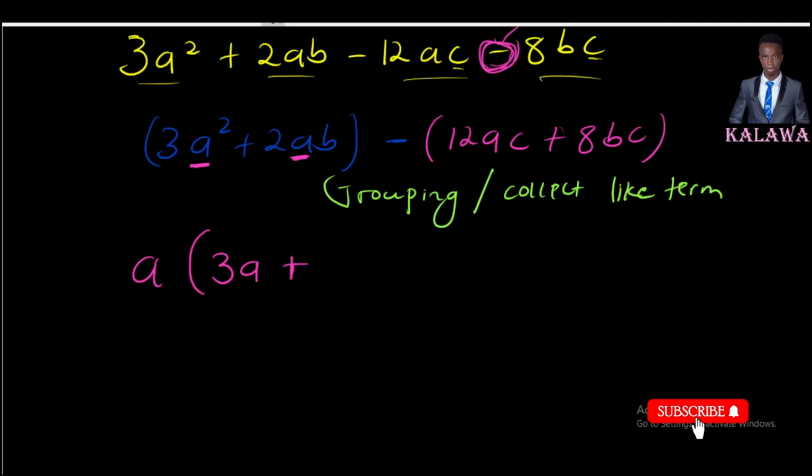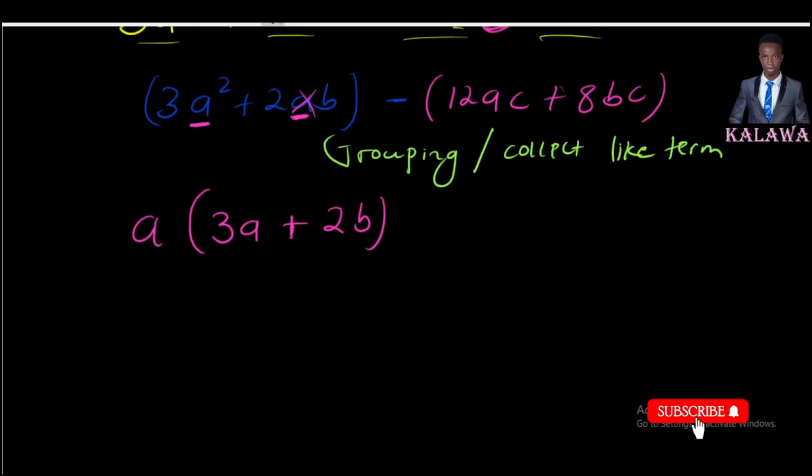Plus, so what do we mean now? Remember, there's only one A. There's just a single A here. So if you take a single A out, it means there will be no A left. So what do we have? It only remains plus 2B. And I hope we understand this.